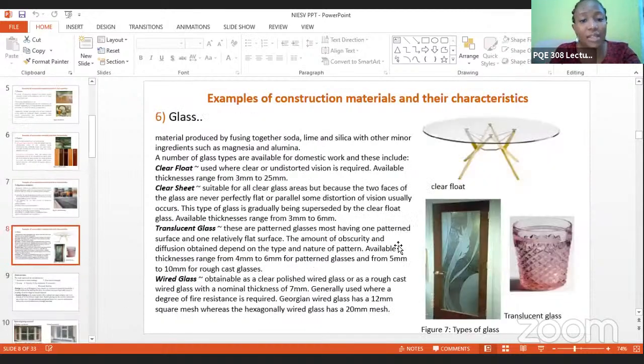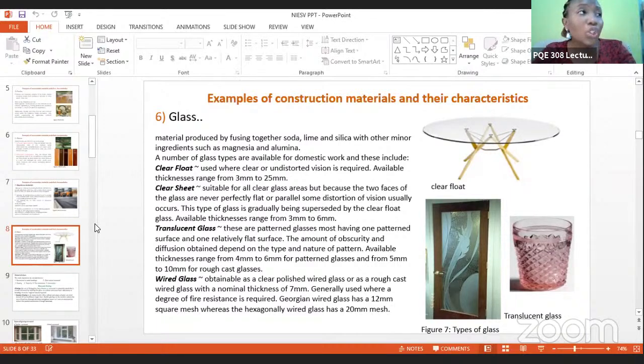So another example of construction material that we are going to be talking about is glass. We know glass. Glass is produced by fusing together soda, lime, silica, and other minor ingredients. That is glass. So we have different types of glass, and something about glass is that they allow the passage of light to pass through them.